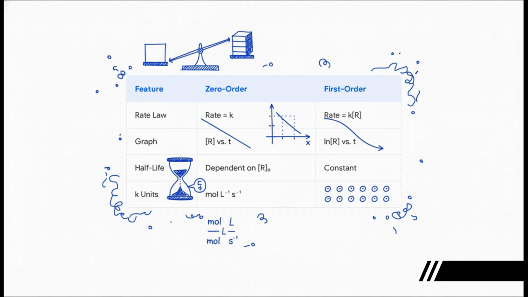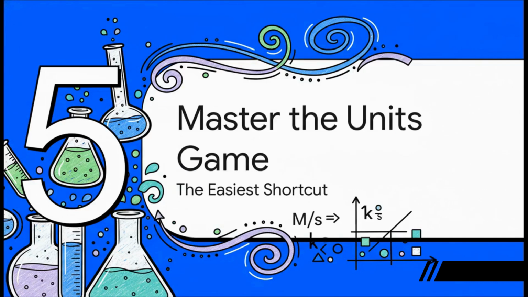And the big one? Half-life. For zero order, it changes with how much you start with. But for first order, it's always constant. And finally, just look at the units of K. They're totally different, which, by the way, is our next big shortcut. Speaking of units, this is another classic exam question. But I'm telling you, it is the easiest one to win if you know the secret. Let's master this units game.